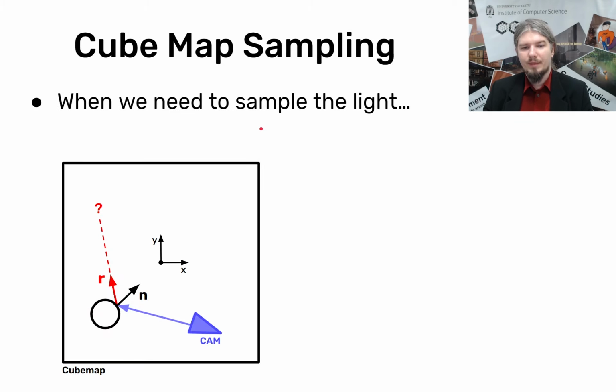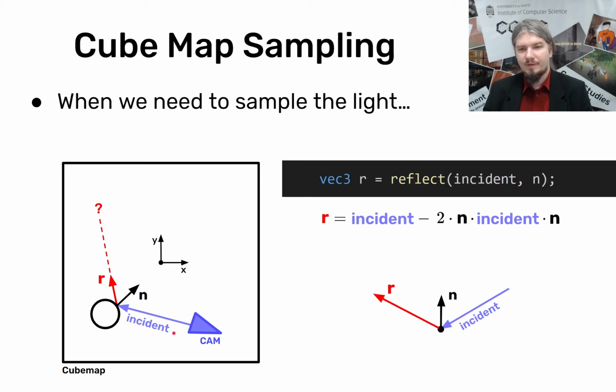Let's look at how we sample the cube map. When we need to sample the light, we might have a situation like this, where the camera is over here, we're looking at this reflective object, it has a surface normal and a reflection vector. We want to know what is the mapped reflection value at that direction. Over here we also have the incident vector. To find the reflection vector, we just take the incident vector and we reflect it around the surface normal. This function in GLSL actually performs this mathematical calculation. It's incident minus 2 times the dot product between the normal and the incident vector times the normal.